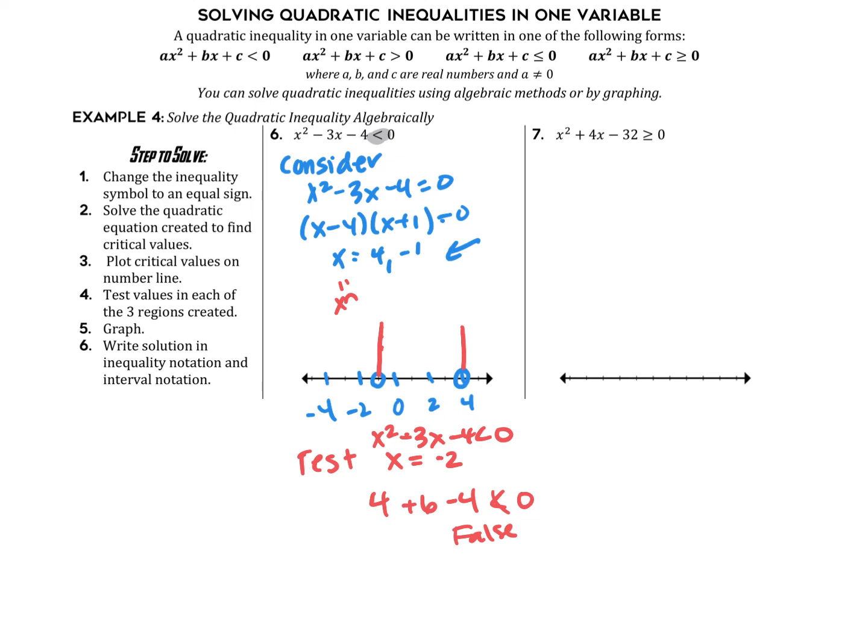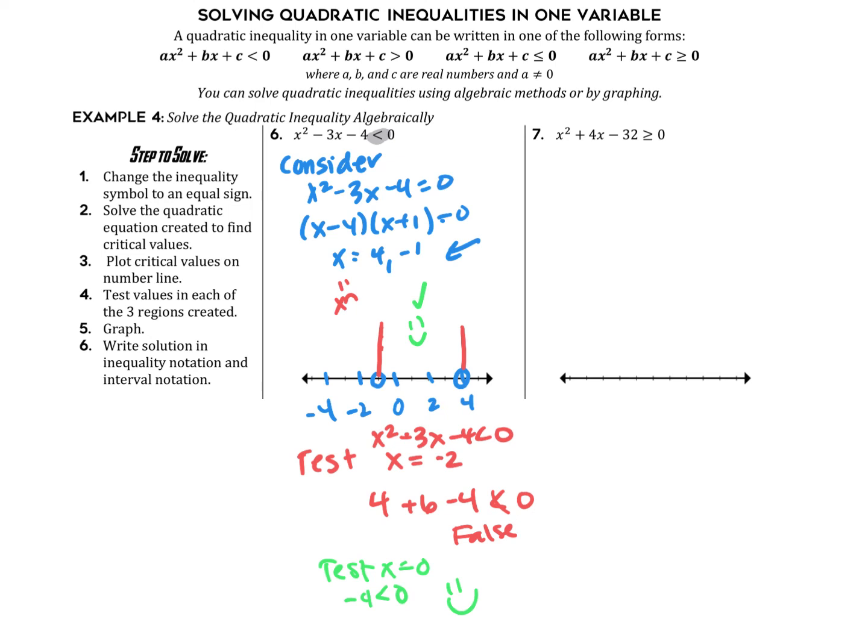Then I'm going to test a point in the middle area. So my favorite number to test, I can test in this middle area. I'm going to test what happens when x equals 0. That's going to be 0 minus 4 is less than 0. That's true. So I'm going to put a little check mark up here.